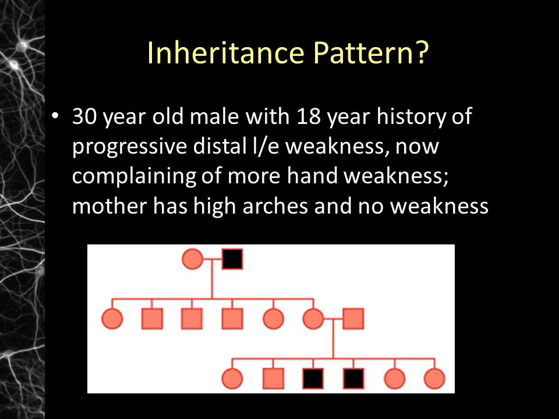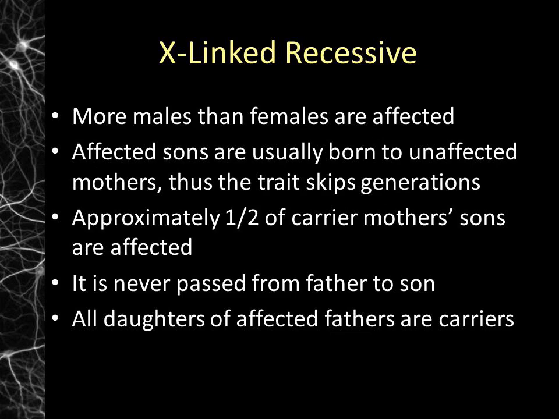Inheritance pattern: 30-year-old male with an 18-year history of progressive distal lower extremity weakness, now complaining of more hand weakness. Mother has high arches and no weakness. X-linked recessive. More males than females are affected. Affected sons are usually born to unaffected mothers, thus the trait skips generations. Approximately half of carrier mothers' sons are affected. It is never passed from father to son. All daughters of affected fathers are carriers.